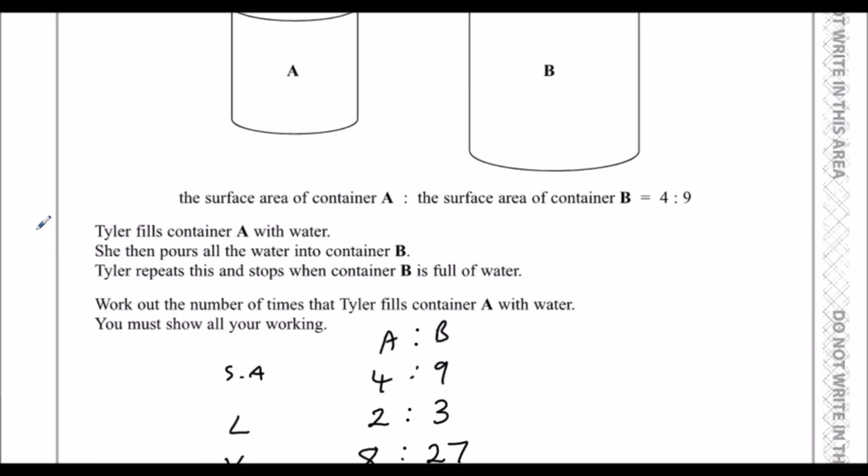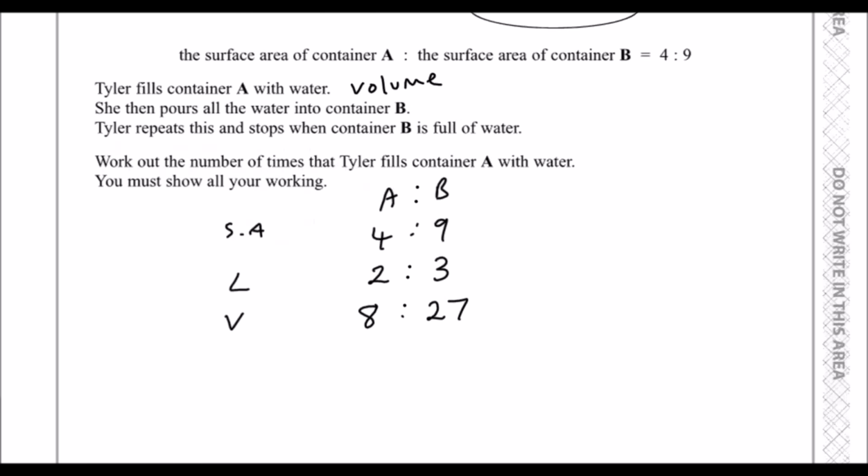Let's see what the question is. Tyler fills container A with water. So this is volume. It's going to be a volume question. She then pours the water into container B. Tyler repeats this and stops when B is full of water. How many times will Tyler fill container A with water? You must show your working.